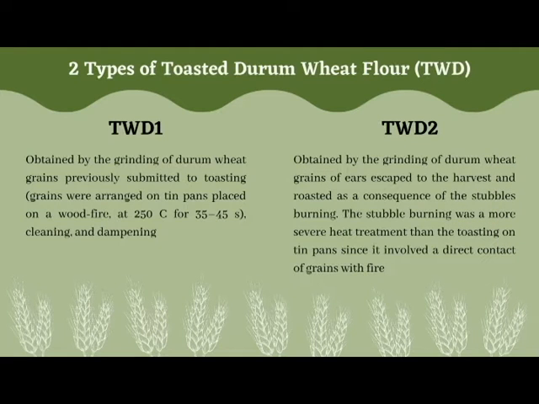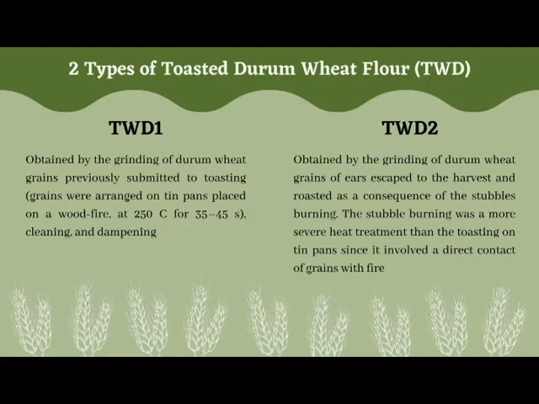Did you know that there are two types of toasted durum wheat flour known as TWD1 and TWD2? TWD1 is obtained by the grinding of durum wheat grains previously submitted to toasting, which means that grains were arranged on tin pans placed on a wood fire at 250 Celsius for 35 to 45 seconds, and after that, it will undergo cleaning and dampening.